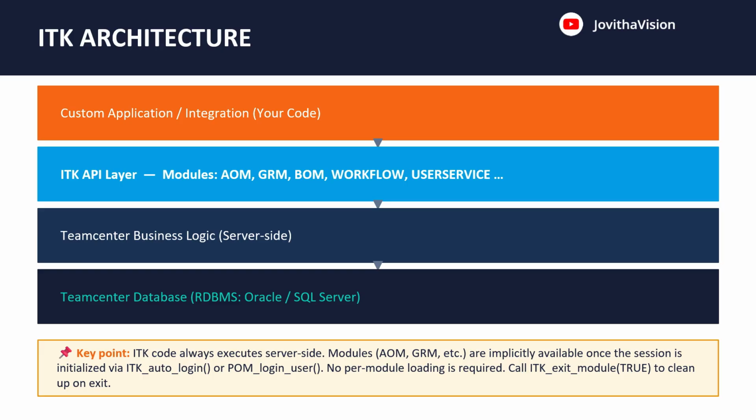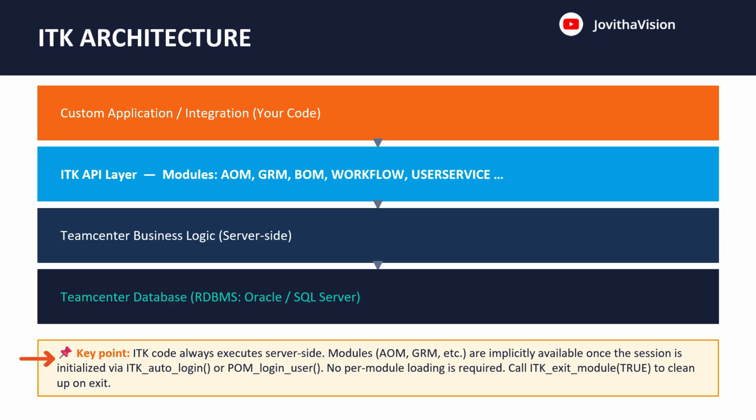Now, let's look at how ITK fits into the overall Teamcenter architecture. I have laid this out as a four-layer stack. At the bottom is the database, Oracle or Microsoft SQL Server, where all Teamcenter data is physically stored. Above that is the Teamcenter business logic layer, the core server that manages all rules, validations, and data access. Above that is the ITK API layer. This is where you work. The modules AOM, GRM, BOM, workflow, user service, and many more all live here. And at the top, your custom application or integration code.